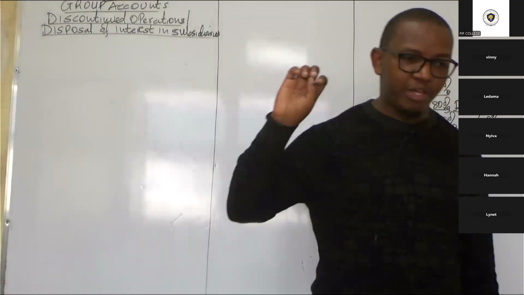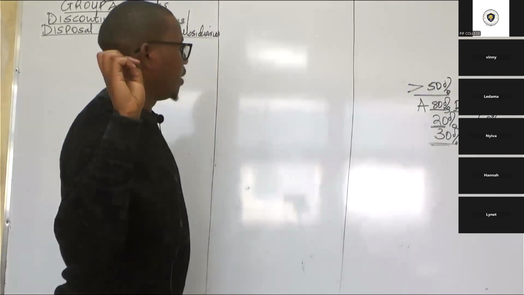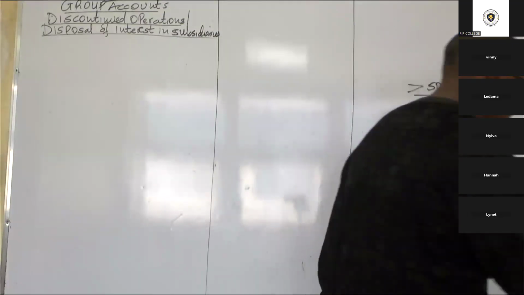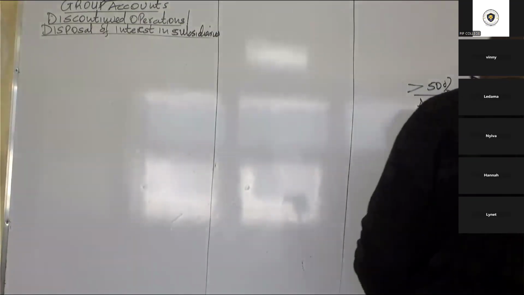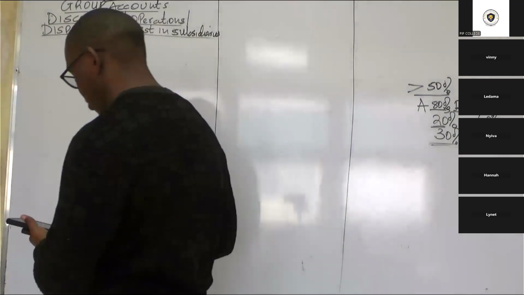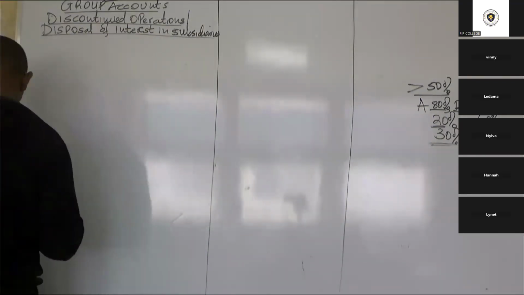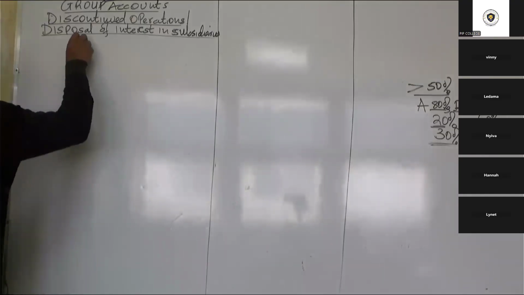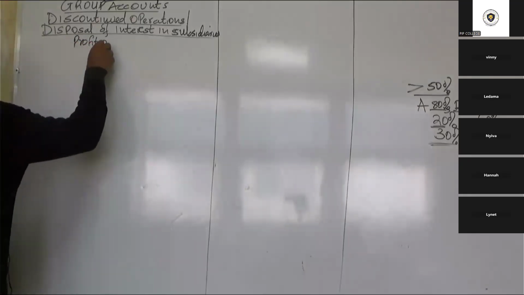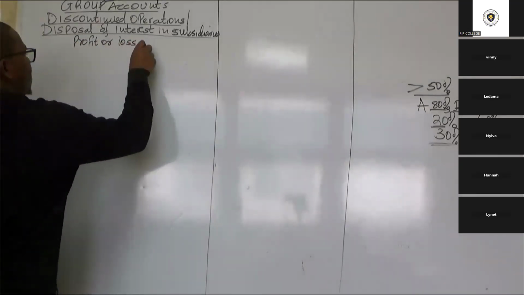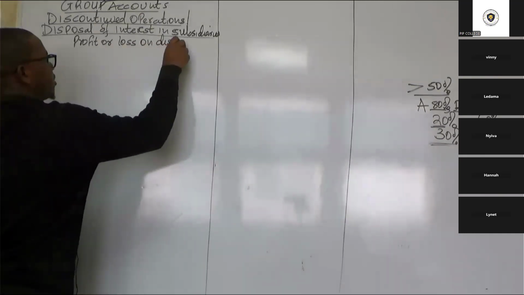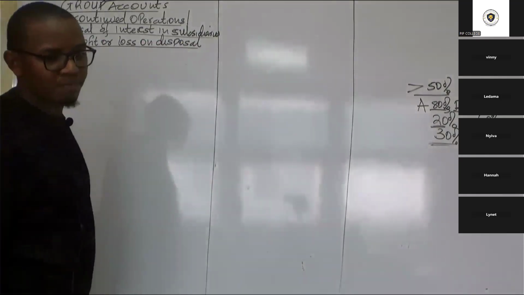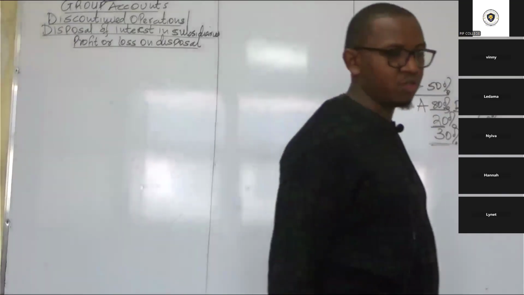Remember, when we talk of the equity method, we use the equity method as per IAS 28 to account for the investment in associates. Now, let's talk of profit or loss on disposal.